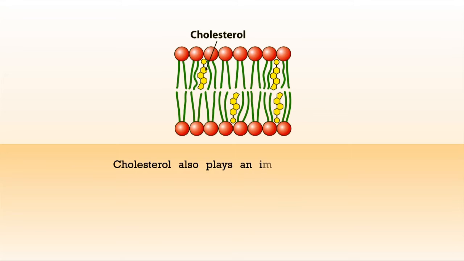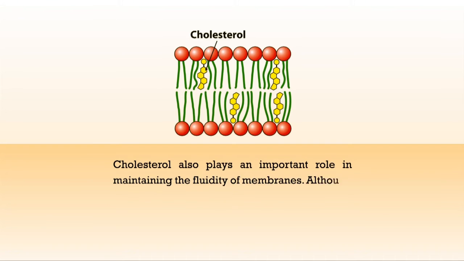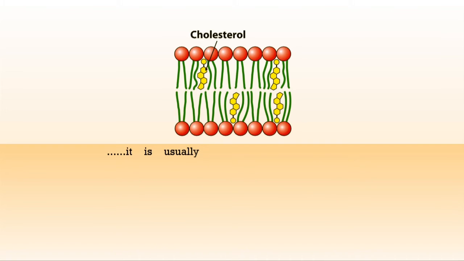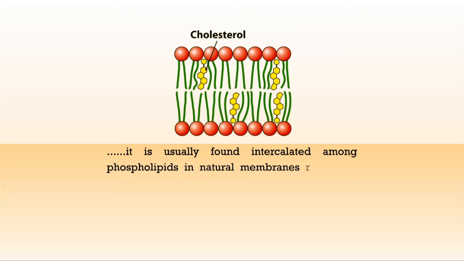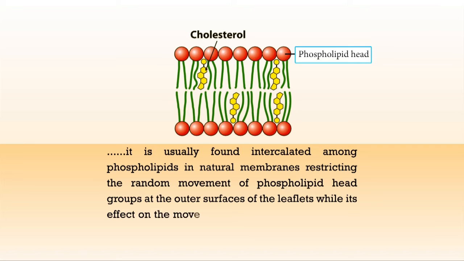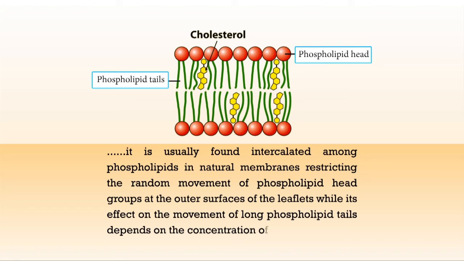Cholesterol also plays an important role in maintaining the fluidity of membranes. Although cholesterol itself cannot form a sheet-like bilayer, it is usually found intercalated among phospholipids in natural membranes, restricting the random movement of phospholipid head groups at the outer surfaces of the leaflets, while its effect on the movement of long phospholipid tails depends on the concentration of cholesterol.